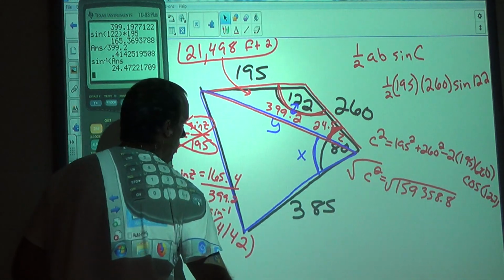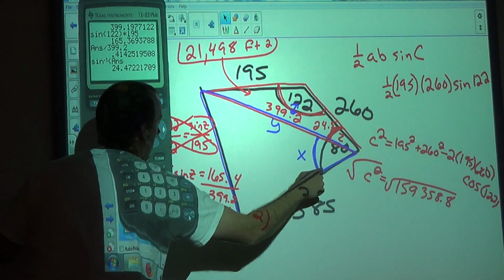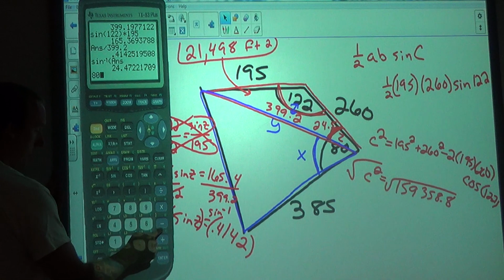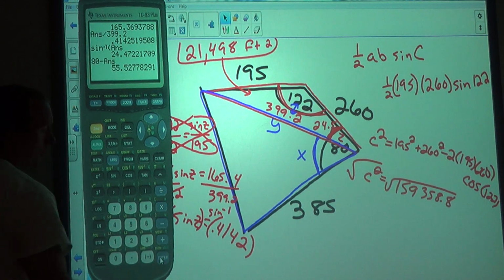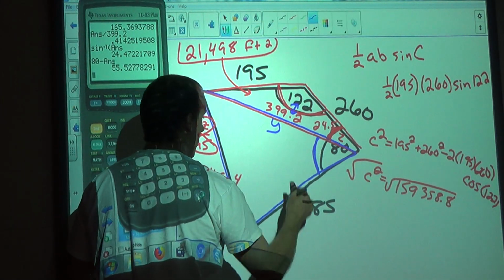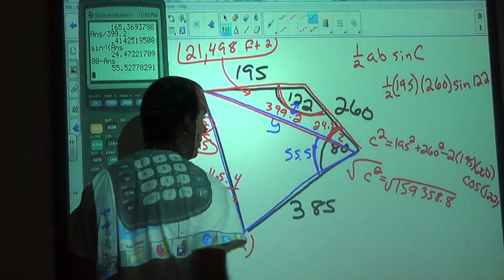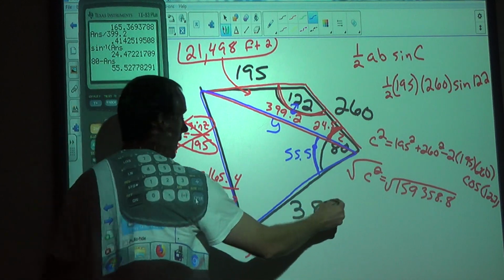So if that's 24.5, how do I find the other angle? If the whole angle is 80, I subtract this piece and then it'll give me the blue piece. So 80 minus second answer, that answer, gives me 55.5. So I now know that this angle right here is 55.5 degrees.